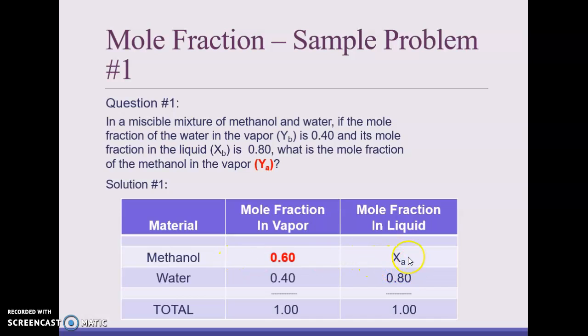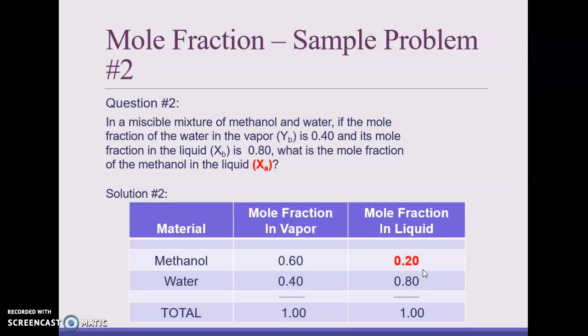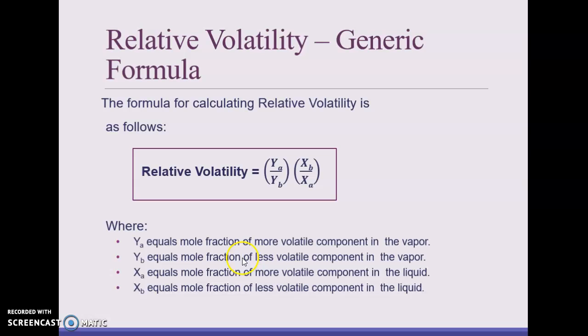Okay, now the next question is we want to determine XA. So again, we look at our table. We know that the mole fraction of the water in the liquid form is 0.8, and the total has to equal 1, so we know that XA has to equal 0.2. These are going to be questions on the test, but they're straightforward and not very difficult. We're only looking at binary mixtures.